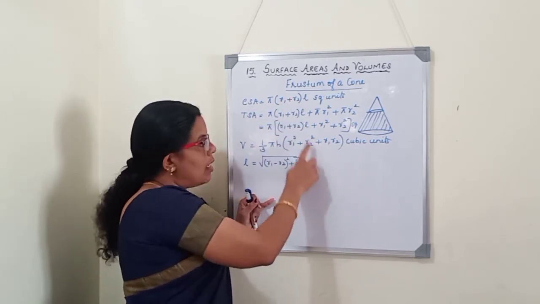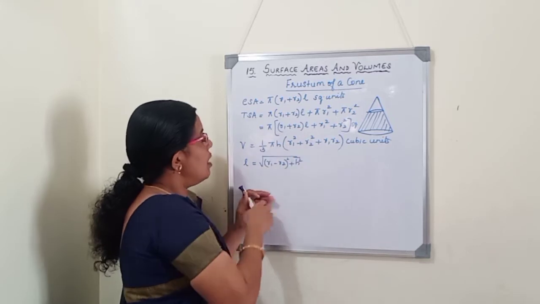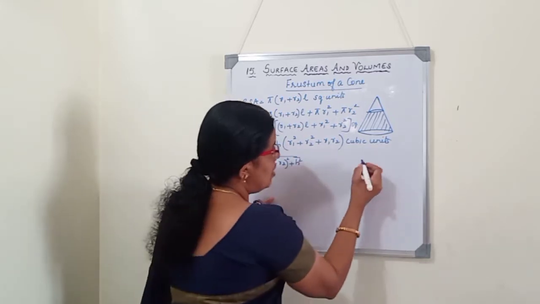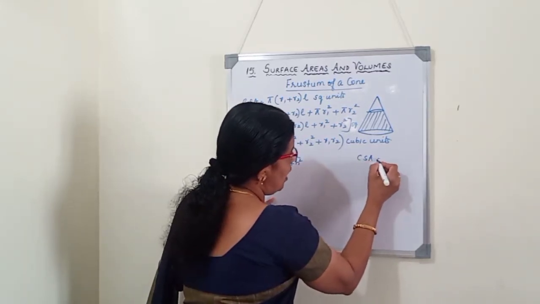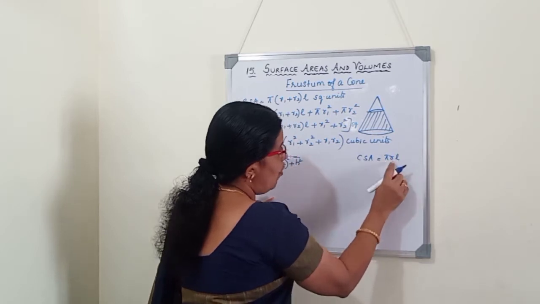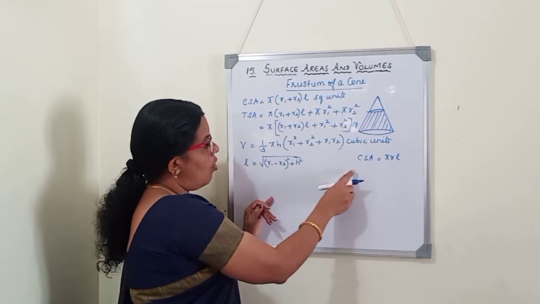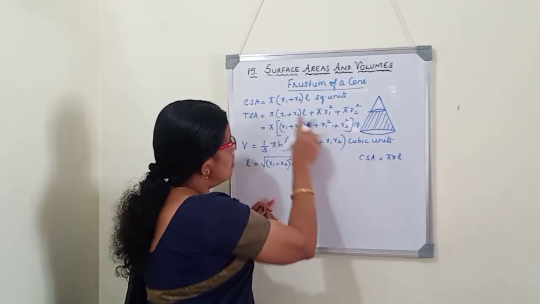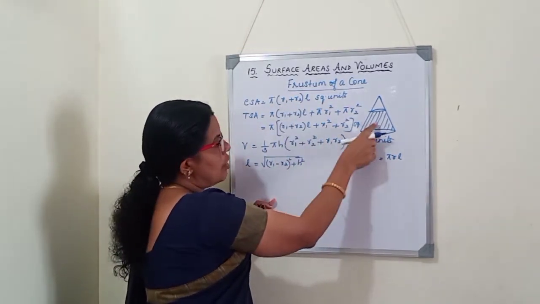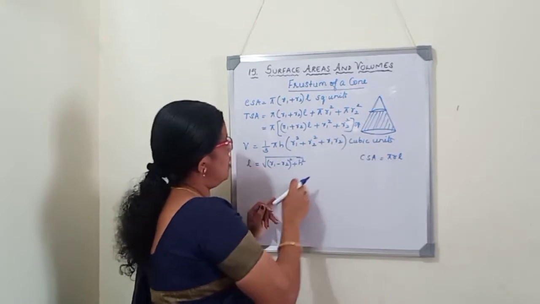All the formulas are related to cone formulas. CSA of a cone is pi RL, where R is the radius and L is the slant height. When it comes to frustum of a cone, pi R becomes R1 plus R2 into L because there are two radii and two circular surfaces.